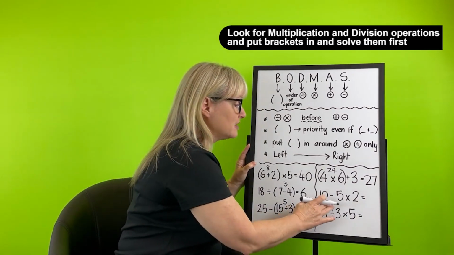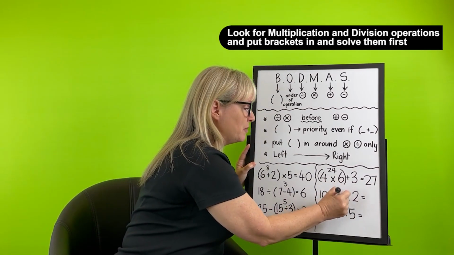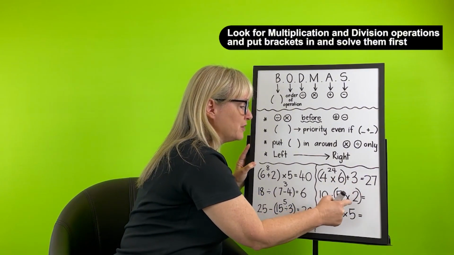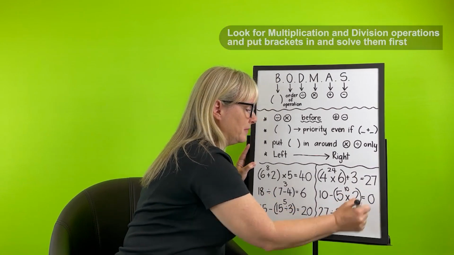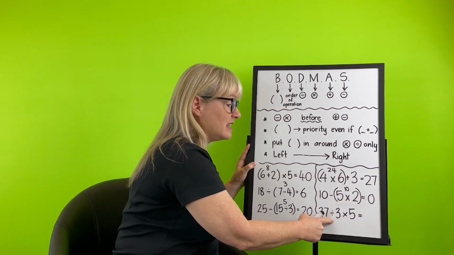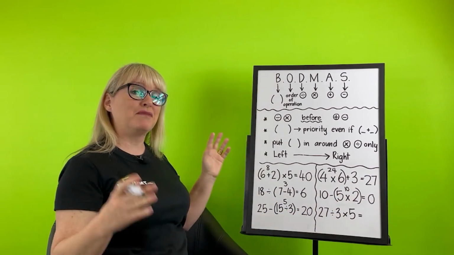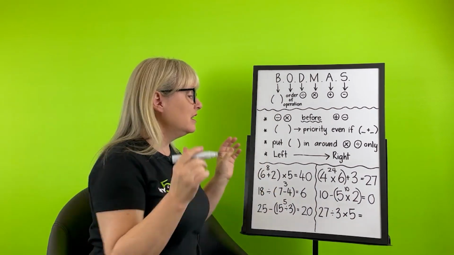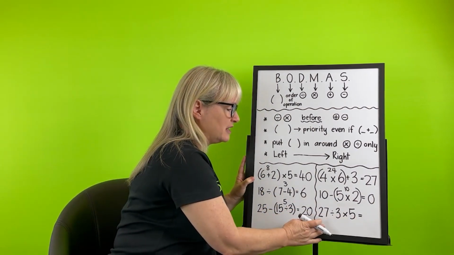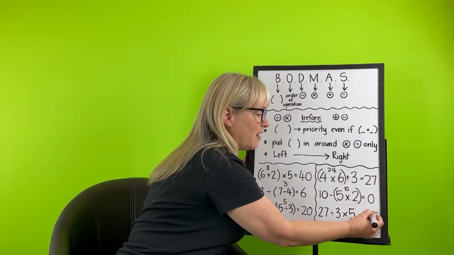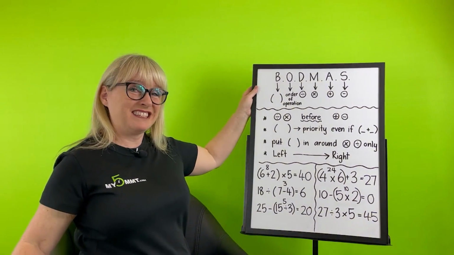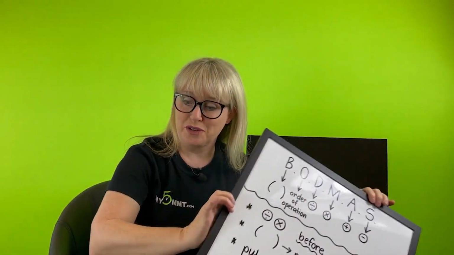Look for multiplication and division, and there it is. So I'll put my brackets in and solve that first. That makes 10. So 10 subtract 10 is 0. Now I look across and there's division and multiplication. Remember, they're equally important, so I just move from left to right, saying 27 divided by 3 is 9, times 5 is 45. So sometimes the brackets are there, we go there first.